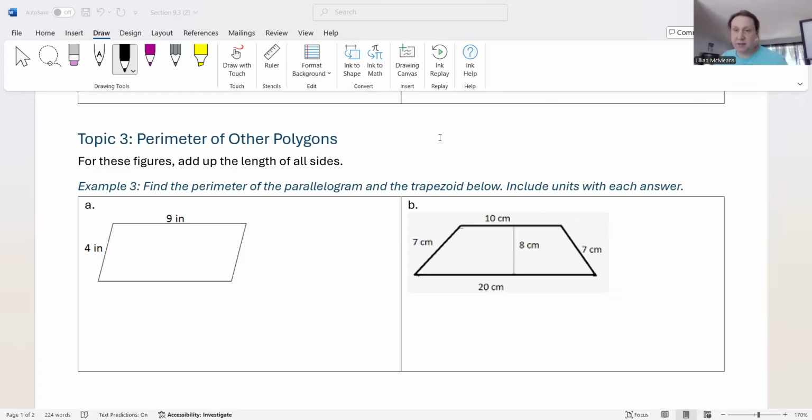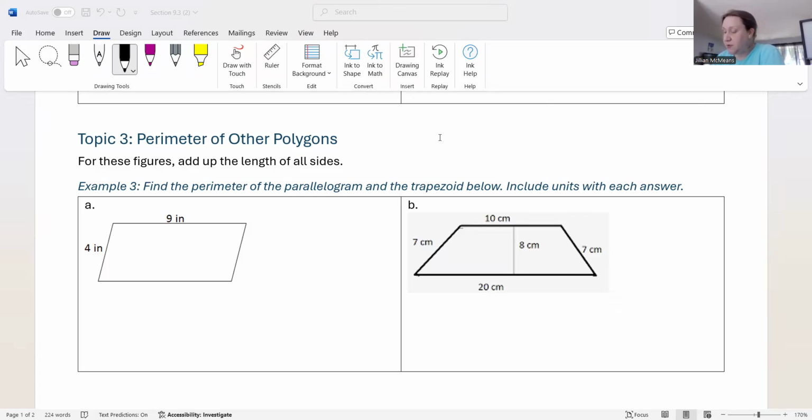For topic 3, it's titled just perimeter of other polygons. We're very specifically going to look at a parallelogram and a trapezoid, okay? So for these figures, just add up the length of the sides, but you do have to understand a little bit about a polygon, so I'll review a couple things there.